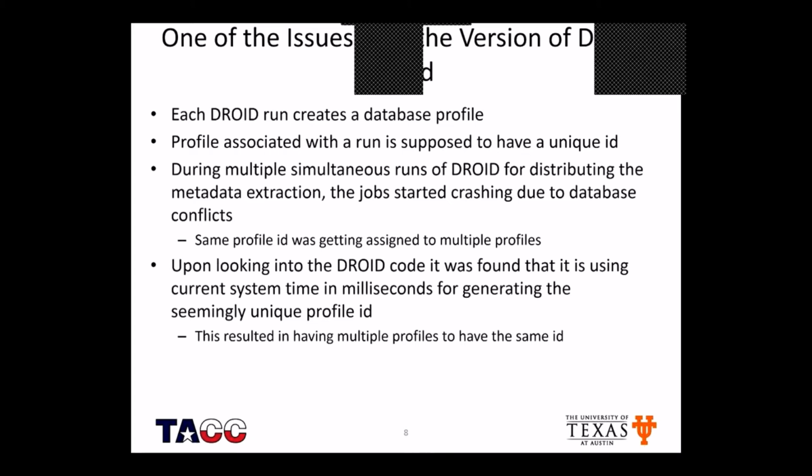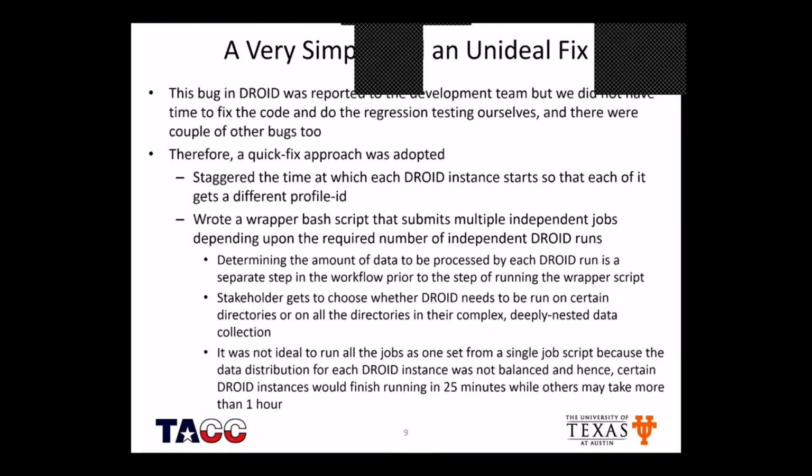So Droid is written in Java, and what it does is, when it has to create the profile of the data collection, it creates a database profile first. And each profile has a unique ID associated with it. So when there were multiple simultaneous Droid runs for distributing the metadata extraction process, we found that the job started crashing due to database conflicts.